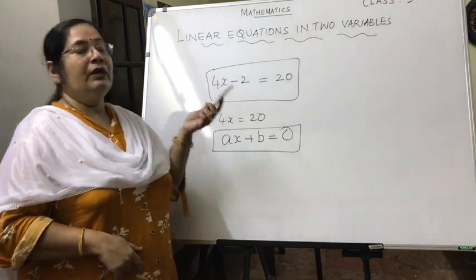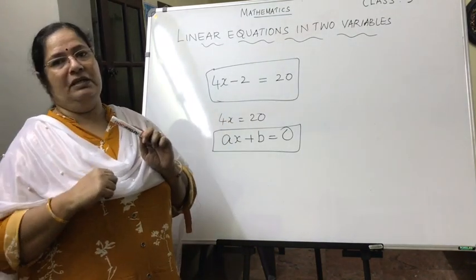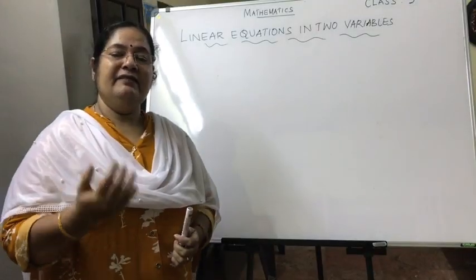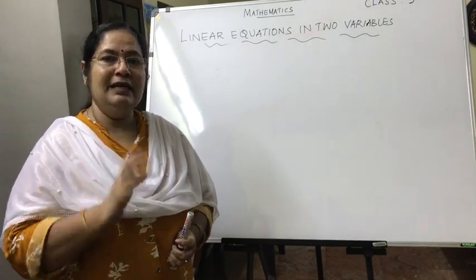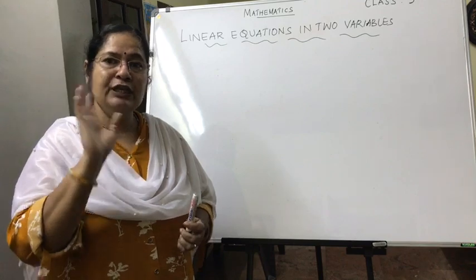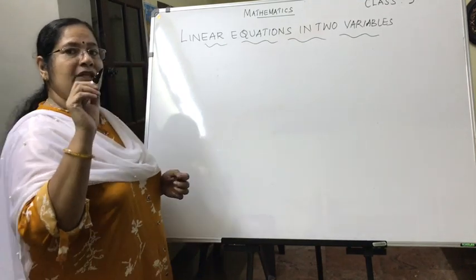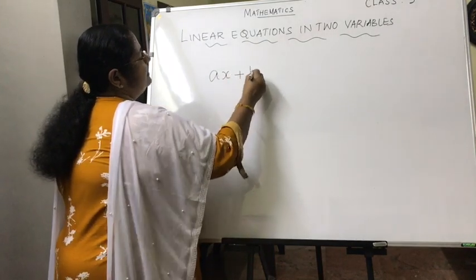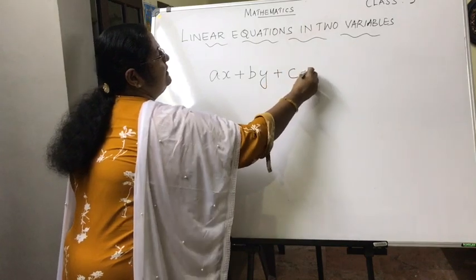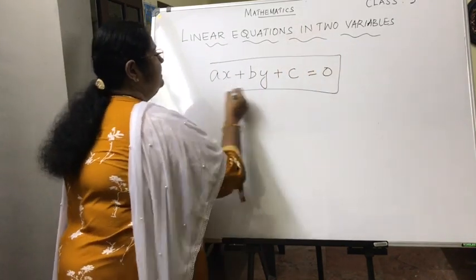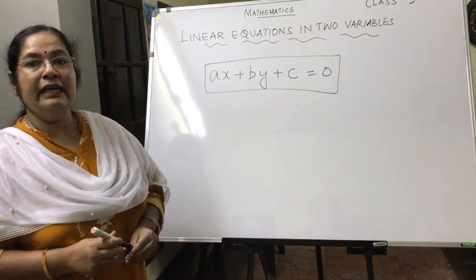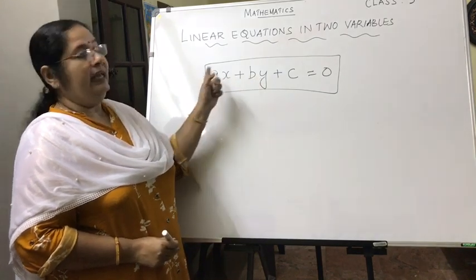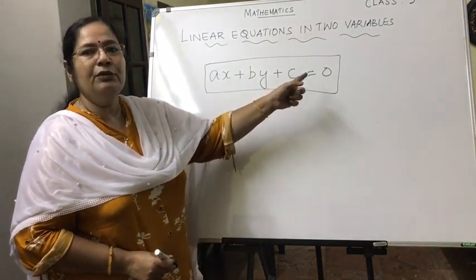Now we are going to linear equations in two variables. How can we write a linear equation in two variables? As we have seen the general form for a linear equation in one variable, there is a general form for a linear equation in two variables also. The general form is written as ax plus by plus c equals 0. You have two variables, x and y.